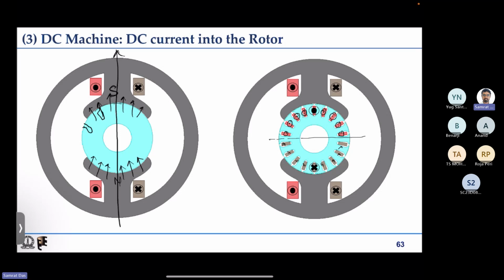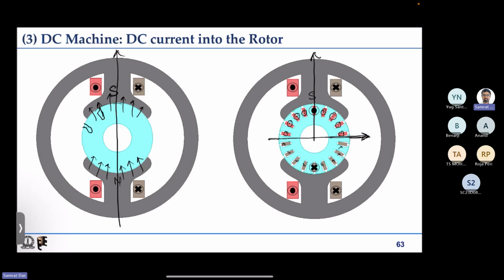So if we have current like this, then what will be the magnetic field direction? Magnetic field direction, or flux direction, will be like this. Flux direction will be like this. So you can see that we have two magnetic fields. One is this.